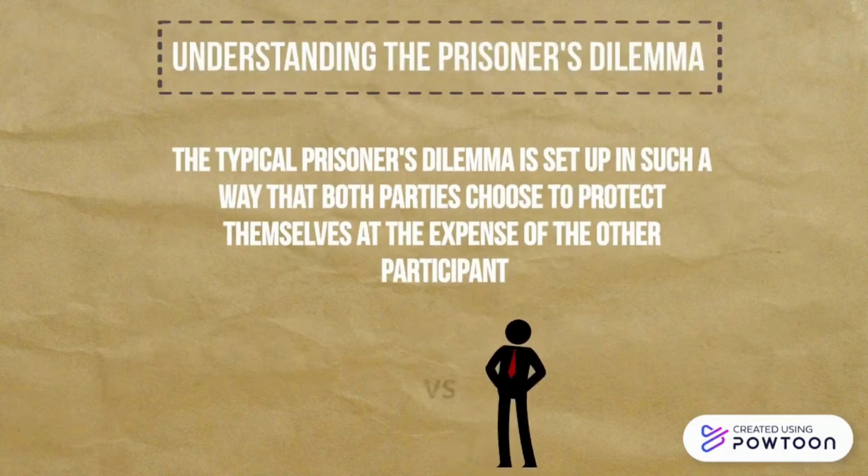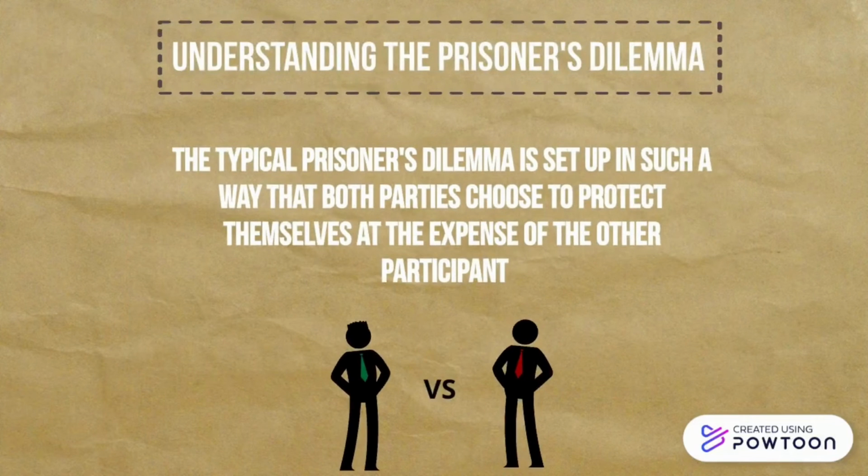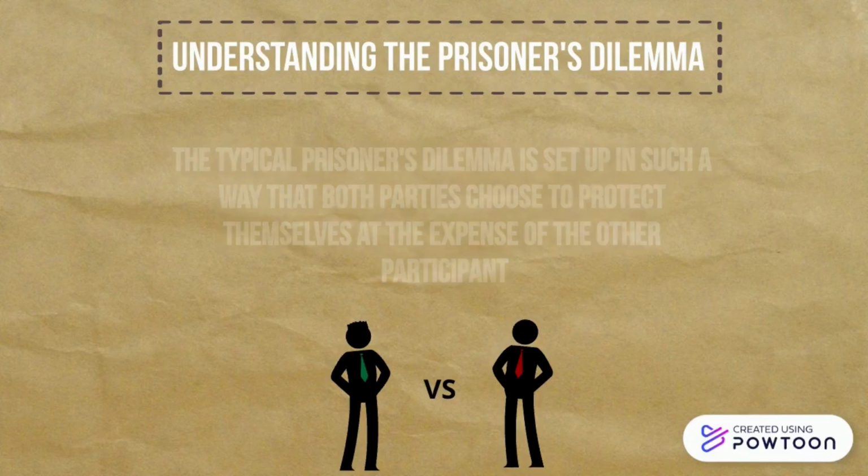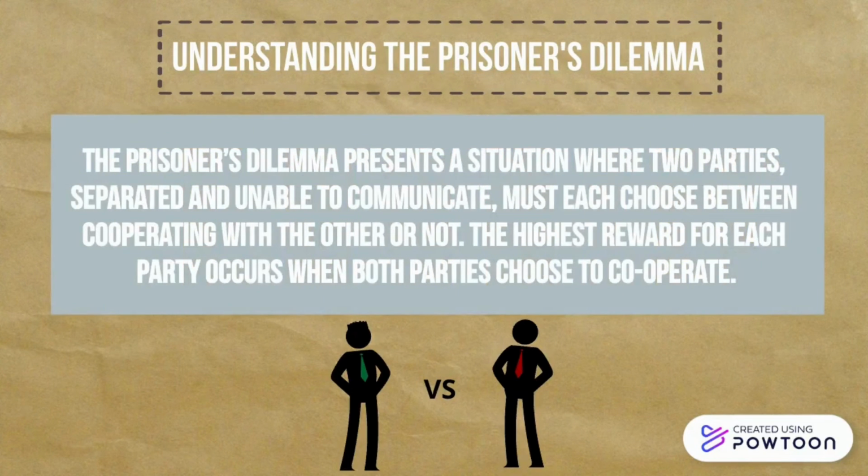Now, let's understand more about the prisoner's dilemma. The typical prisoner's dilemma is set up in such a way that both parties choose to protect themselves at the expense of the other participant. The prisoner's dilemma presents a situation where two parties, separated and unable to communicate, must each choose between cooperating with the other or not. The highest reward for each party occurs when both parties choose to cooperate.